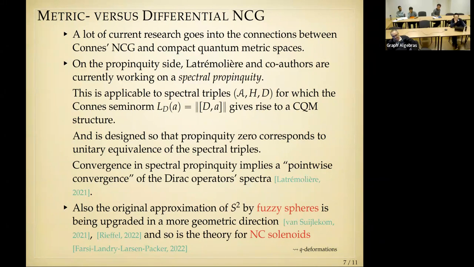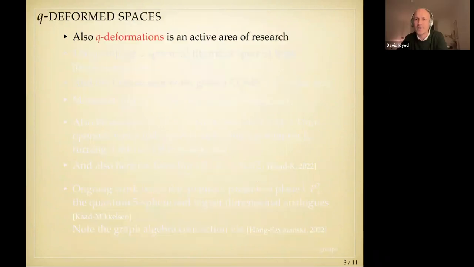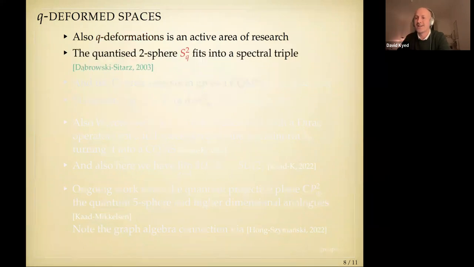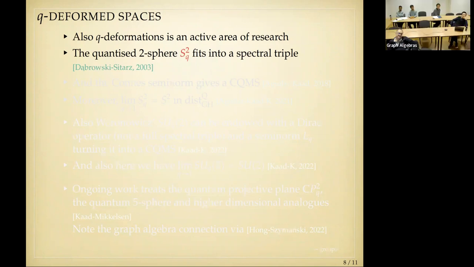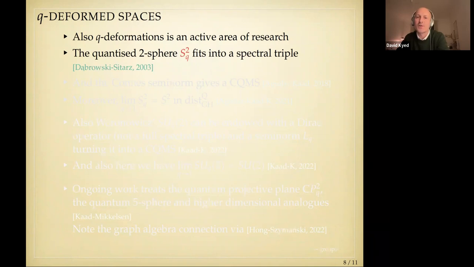Another thing is one of my personal hobby horses, namely Q deformations. And here I mean in the Warsaw school of the word. So you quantize by turning to a unital C-star algebra, and the most important example here is Woronowicz's quantum SU2, which I will get to in a second. But I would like to start with the Podleś sphere, the quantized 2-sphere, because this fits on the nose into a spectral triple.